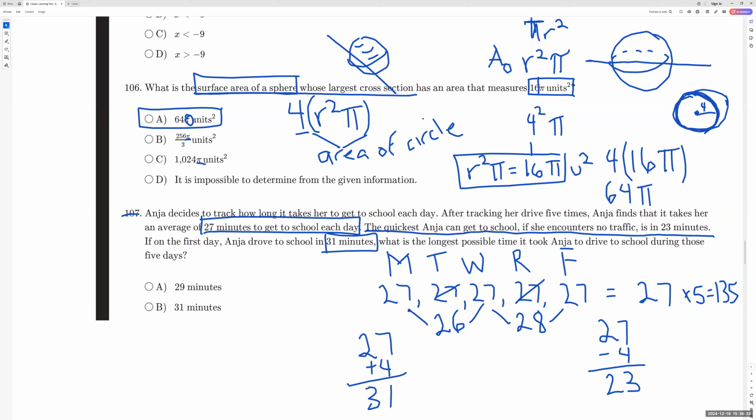So if on the first day Anja drove to school in 31 minutes, what is the longest possible time it took to drive to school during those 5 days? All right. So again, let me prove this to you. 31 plus 23 divided by 2 is going to be 27. So if the shortest time is 23, then the longest time has to be 31, sorry. So 31 is 27 plus 4. So we need to take 4 from another 27, another day, and it's 23.